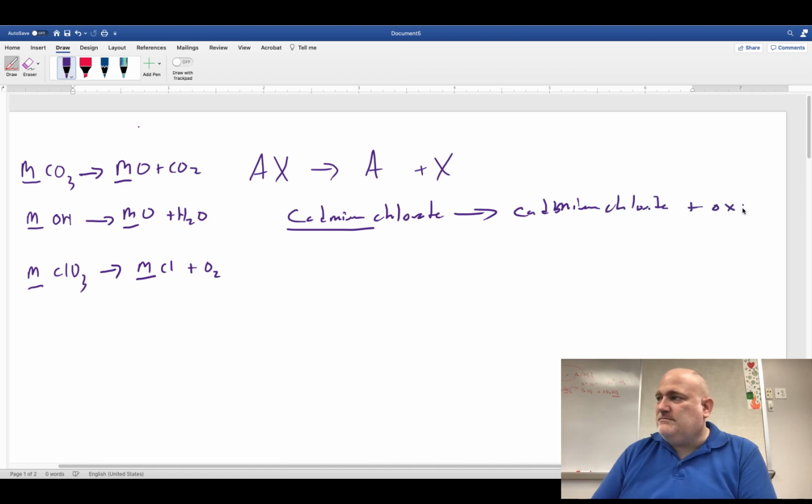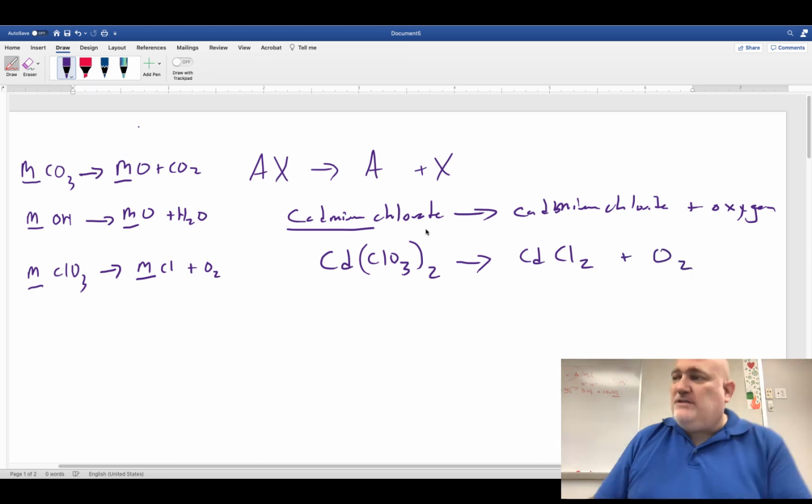Plus oxygen. Now, if you get this far, then it's a matter of just doing the formula of each compound. So cadmium is Cd2+, chlorate is ClO3-, and when we put them together, we end up with this. Similarly, on the other side, we have cadmium and chloride. So that's going to be CdCl2. Check the charges to verify that I'm doing this correctly, and then you have O2.